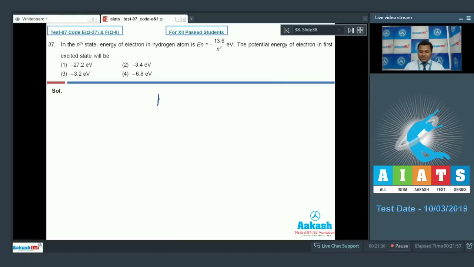We know very well that the potential energy of any electron revolving in any nth state is equal to 2 times the total energy. Means the electron will have kinetic as well as potential, and the total is the sum of kinetic plus potential. So the potential will be 2 times the total energy. Now potential we can write as 2 into the total energy in nth state, En, given by the equation minus 13.6 divided by n square electron volt. Now finally we got the expression for potential energy in any nth state.